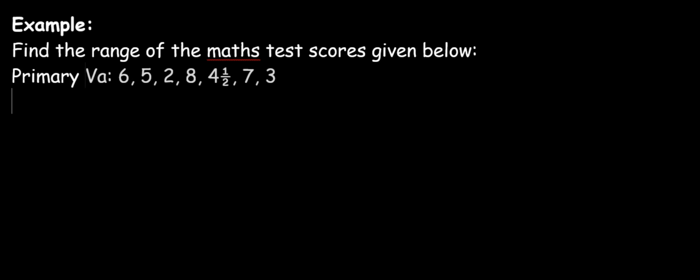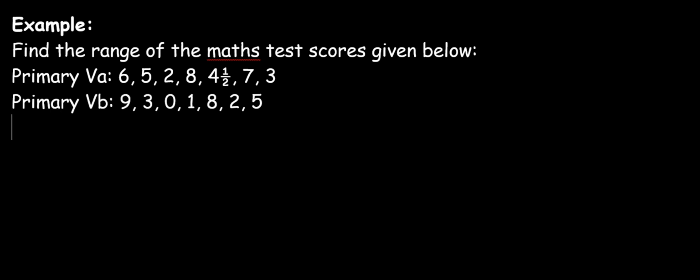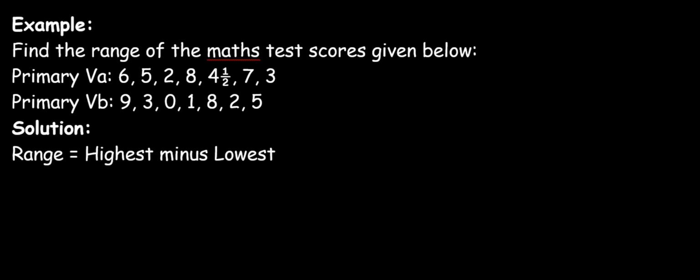Find the range of the math test scores given below. In the first case, we have primary 5A, our figures are given. We have primary 5B, the data are given for primary 5B. Solution: range is the same thing as highest minus lowest. So for primary 5A, the range is 8 minus 2.